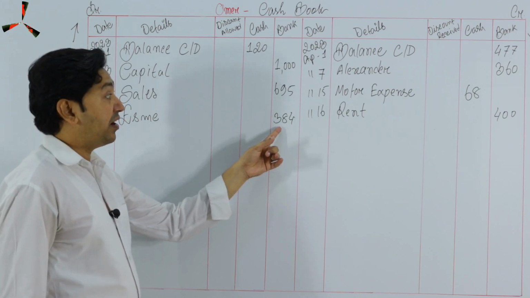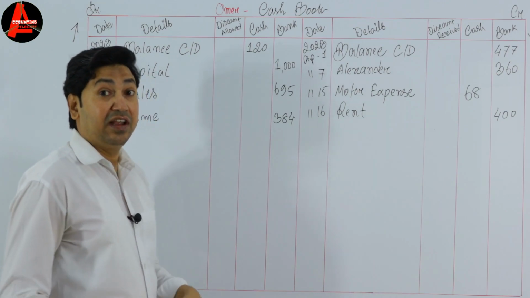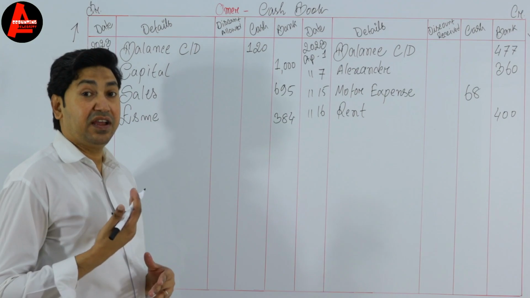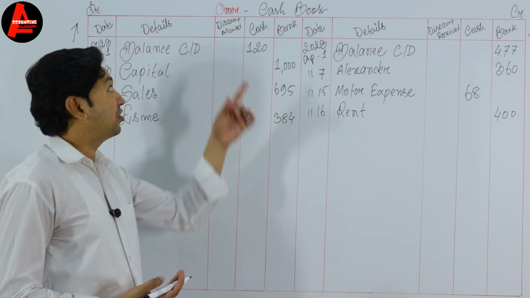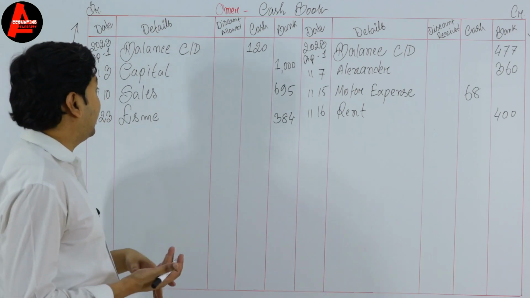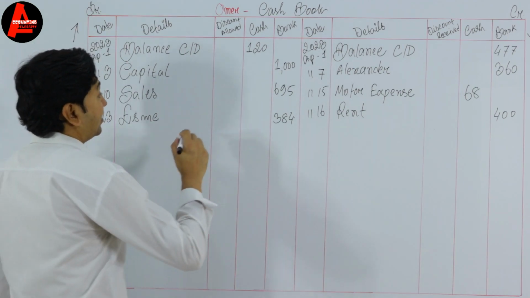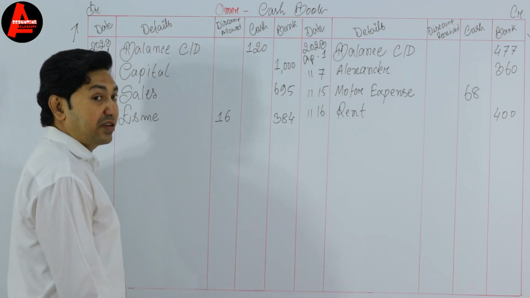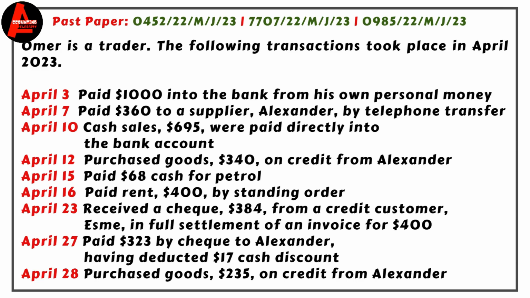So 400 minus $384. Here is $16. What about this $16? This is a discount allowed by Omar to this customer. Okay, so here we will write $16 on the discount column. Okay, great. So here our next transaction 27, paid $320 by check to Alexander, having deducted $70 cash discount.